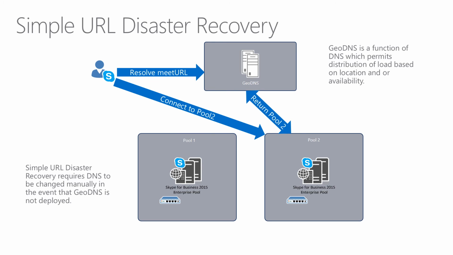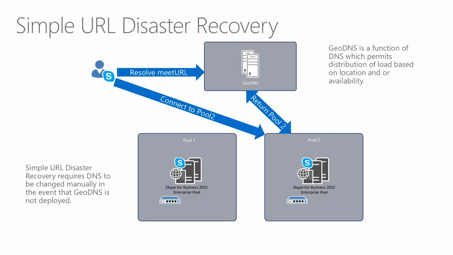Continuing our example, it's possible to see that if we don't have simple URL disaster recovery, when a user attempts to connect to a simple URL that points to a failed pool, they will be unable to join the meeting. Therefore, it's important to plan for disaster recovery.